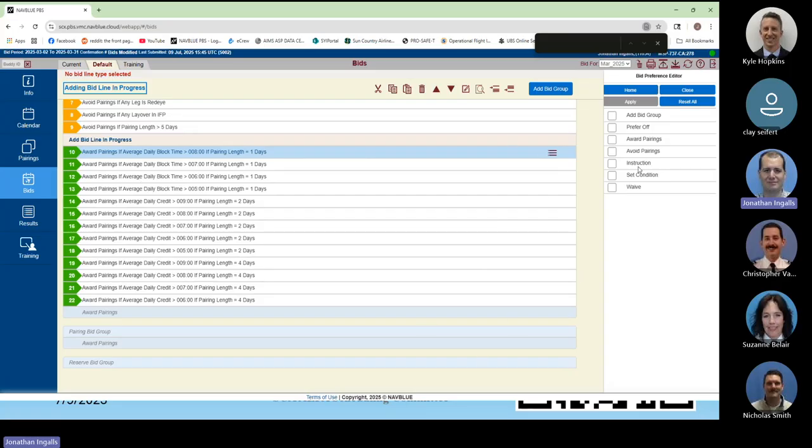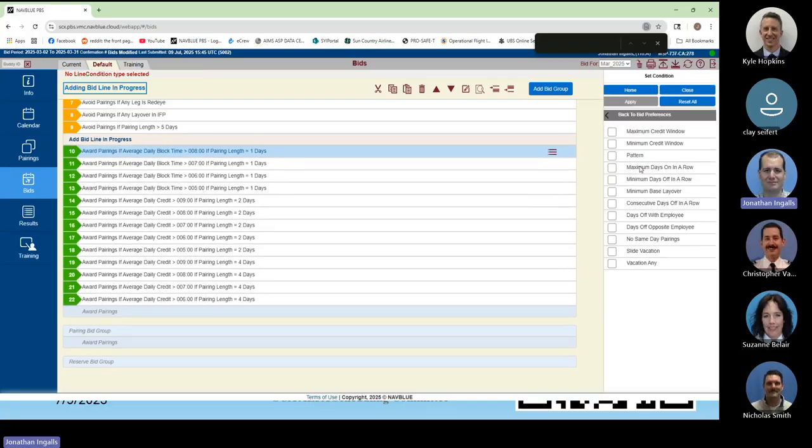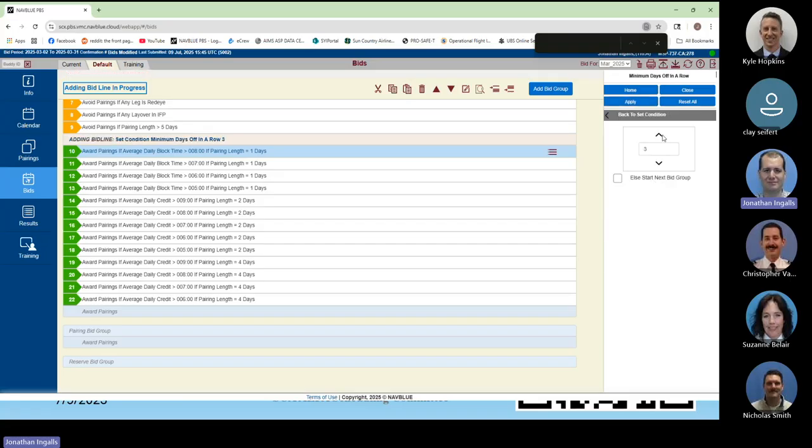The other thing I was thinking more of, do you have anything like patterns? Do you need specific time off between trips? Are you okay doing like 5 days on with 1 day off? Do you want like 3 days off between all your stuff? Probably 2 to 3 days off. Minimum days off in a row. So let's go, we'd like 3 days off in a row.